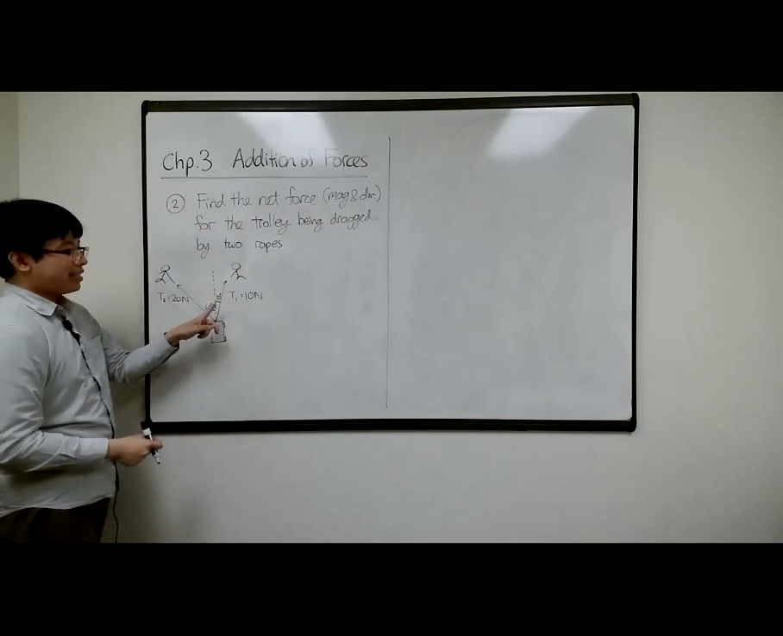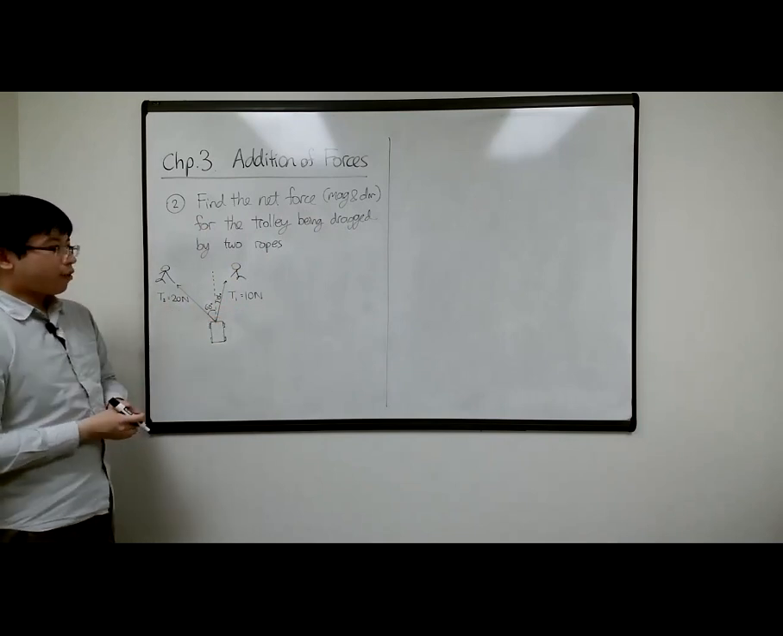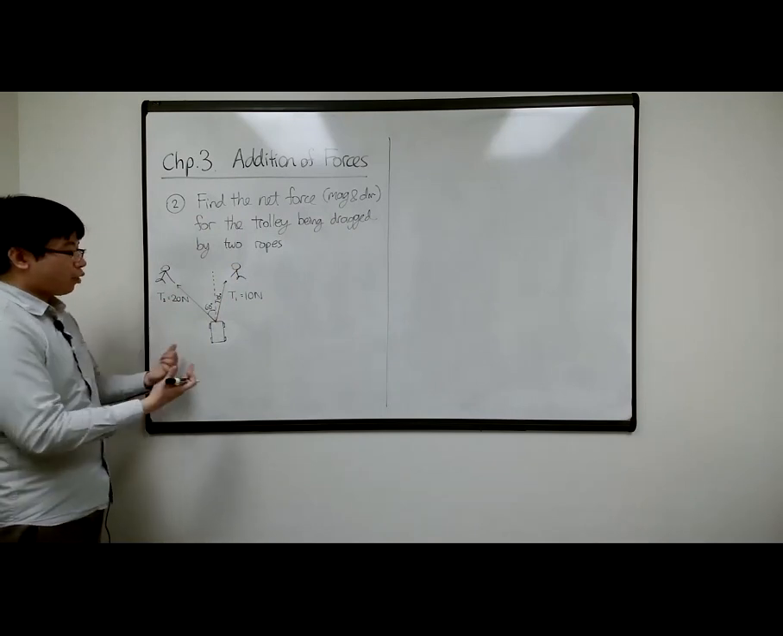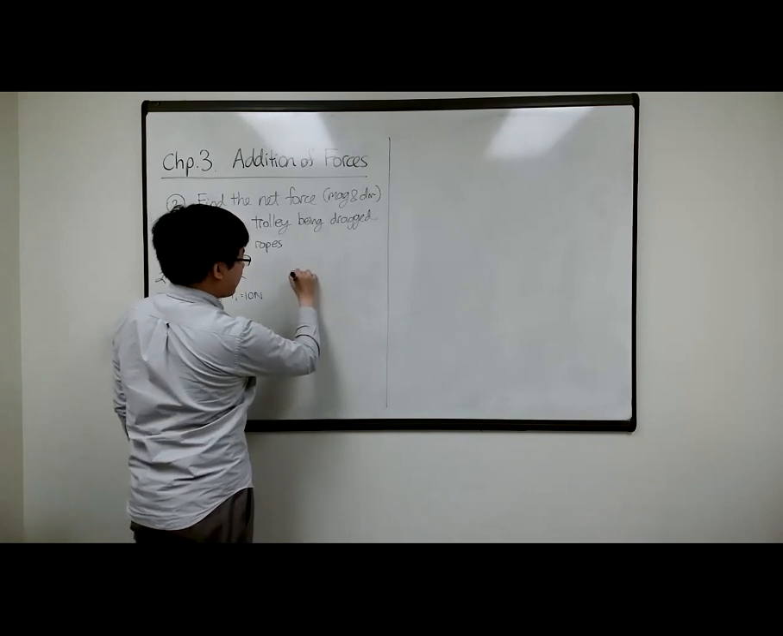So on this side, there's 10 newtons of tension. This side is 20 units of tension or force. Tension is just a force by a rope on whatever object. Okay, so first thing, draw a free body diagram.